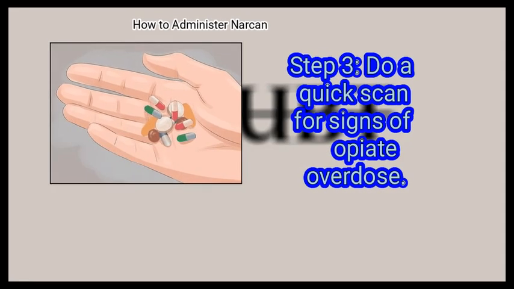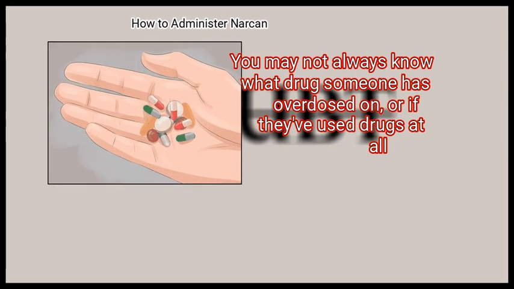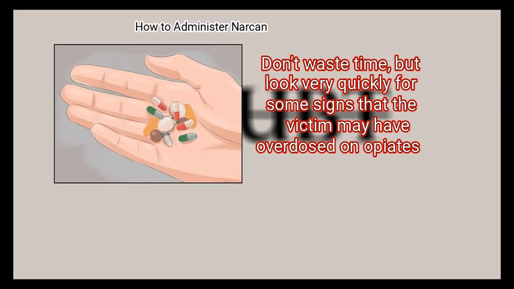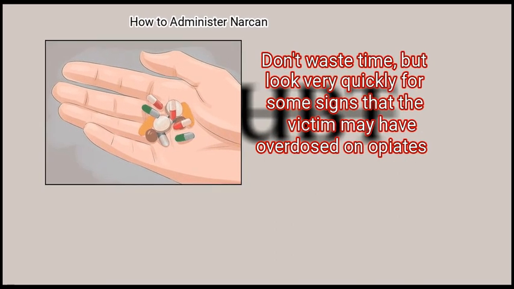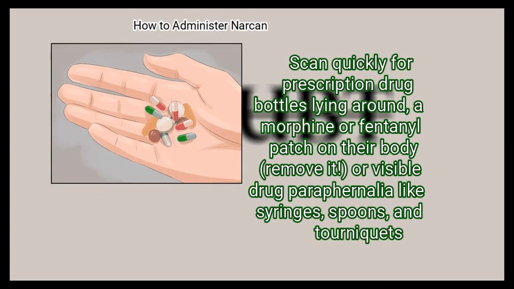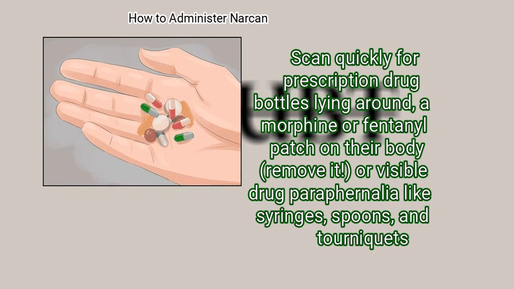Finally, do a quick scan for signs of opiate overdose. You may not always know what drug someone has overdosed on, or if they've used drugs at all. Don't waste time, but look very quickly for some signs that the victim may have overdosed on opiates. Scan quickly for prescription drug bottles lying around, a morphine or phenytoin patch on their body. Remove it, or visible drug paraphernalia like syringes, spoons, and tourniquets.